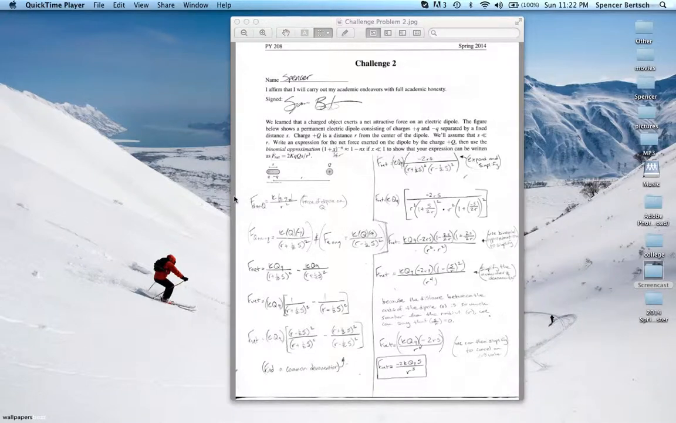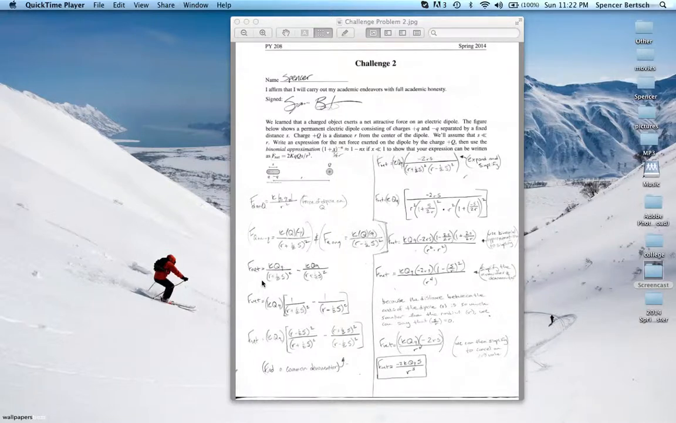The next step is to calculate the differential forces, to lay out the differential forces felt by the test charge Q right here from the different ends of the dipole. So we have positive Q and negative Q. Because the distance between the test charge Q and positive Q is longer than the distance between Q and the negative charge Q, there are different forces. So these are laid out right here and right here. And F net, which is what we're trying to find, is the combination of these two forces.